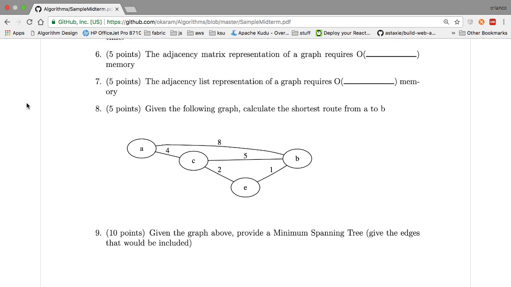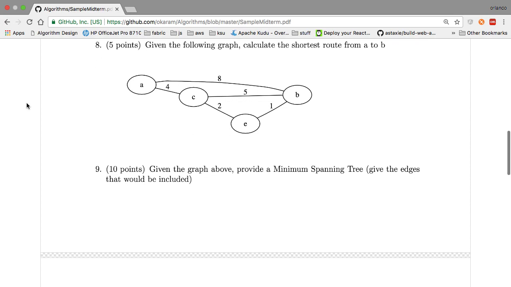More important than this is that you understand those two representations, and this is kind of my way of asking that. I could ask it in some different ways. Given the following graph, calculate the shortest route from A to B. ACEB. Do you want us to explain our process of figuring that out? Or, because that's fairly small, we could just brute force it.